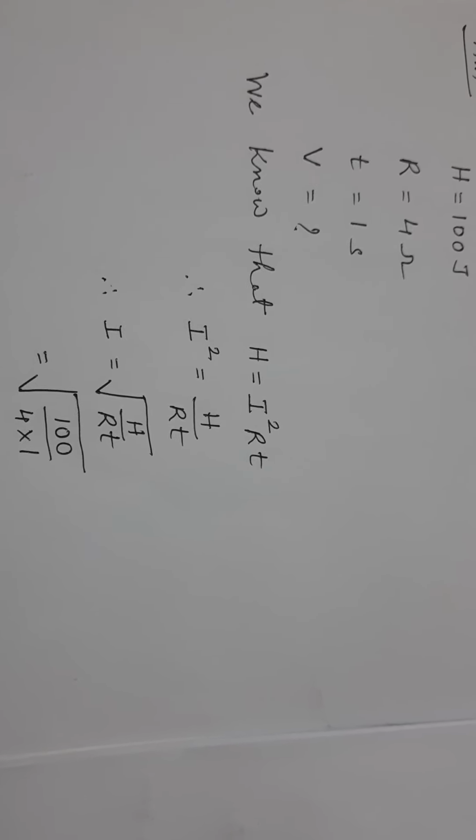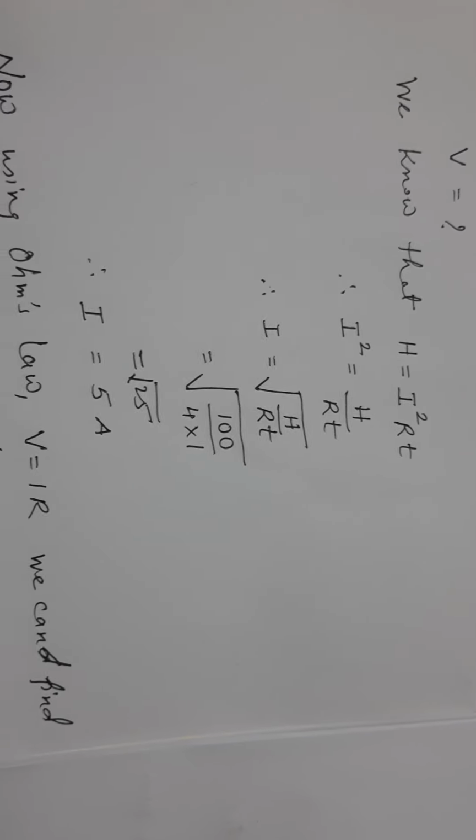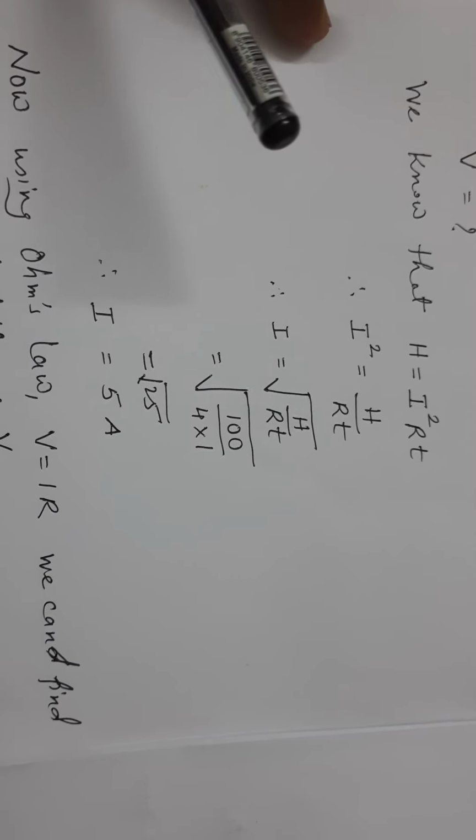When we place the value, H is 100, R is 4, T is 1 second. So it is 100 upon 4. 100 upon 4 will be 25. So root 25 is going to be 5 ampere. So I is equal to 5 ampere.